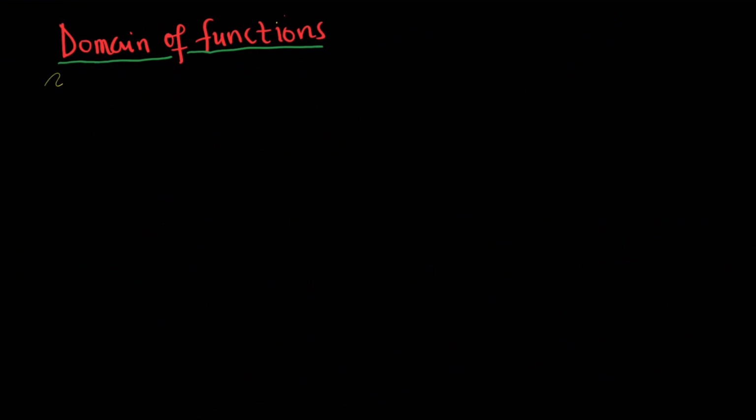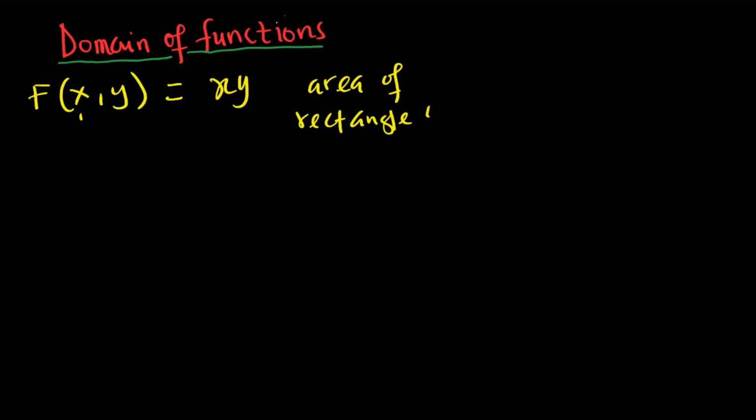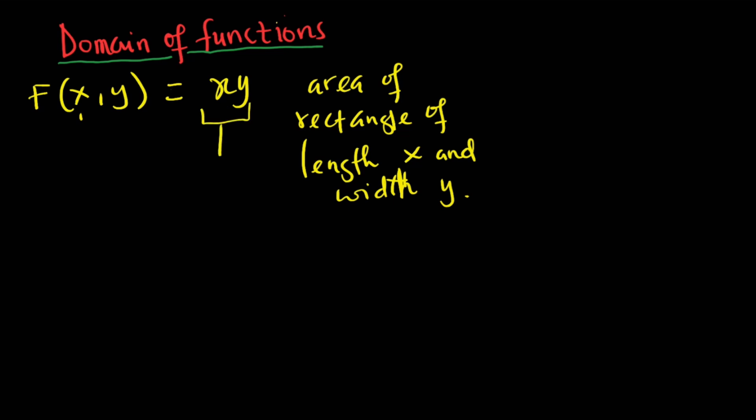Now let's consider another function of multiple variables. Let's say a function capital F defined on x and y, where x and y are the length and the width of a rectangle. So we want this function to return the area. So if it takes the length and the width, we expect to multiply those two, and that would be equal to the area of a rectangle of length x and width y.